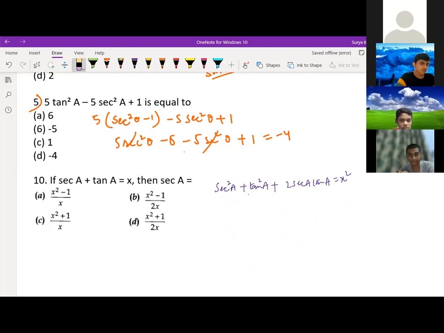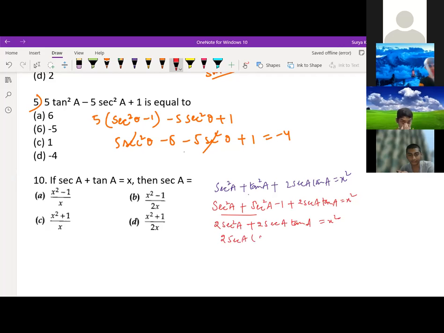Sec A we want, means we try to convert everything into sec form. So sec square A as it is we write, and plus tan square A we write sec square A minus 1, right? Then plus 2 sec A tan A is equals to x square. Then sec square become 2 sec square A plus 2 sec A tan A is equals to x square. So here 2 sec A is common. Right, here sec A plus tan A.